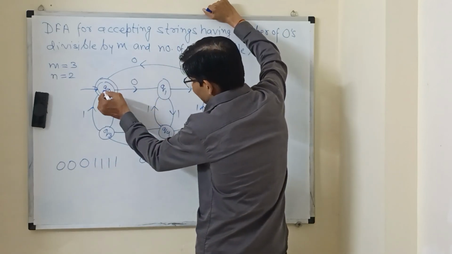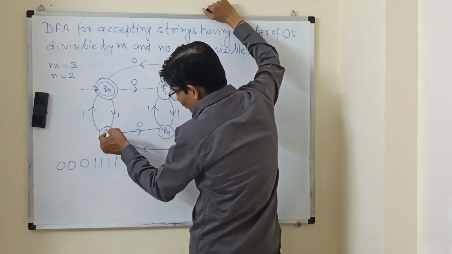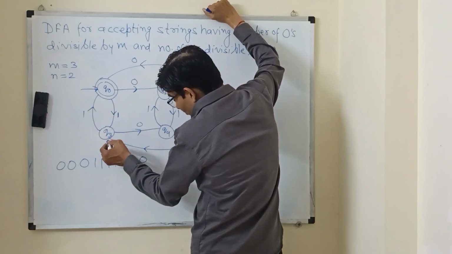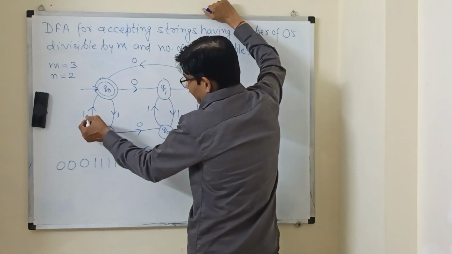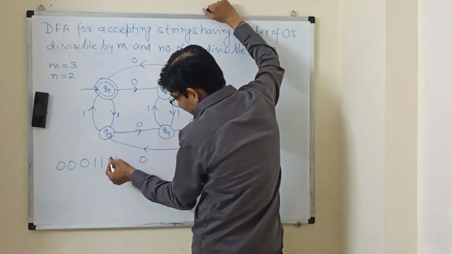So we will again move to Q0. Then we are on Q0 and we are getting 1. So we will move to Q3. And we are on Q3 and getting 1. So we will again move to Q0. Then we are on Q0 and we are getting 1.